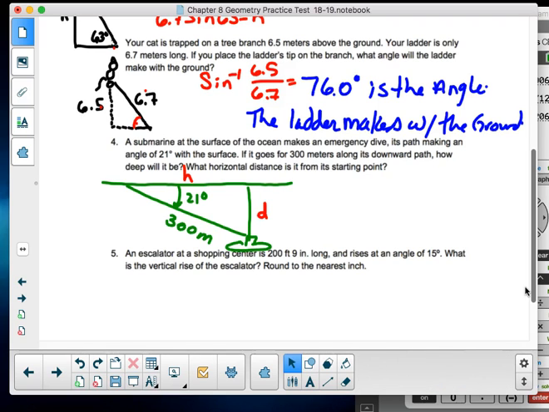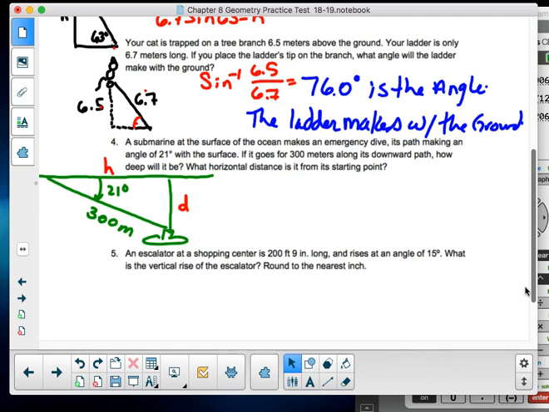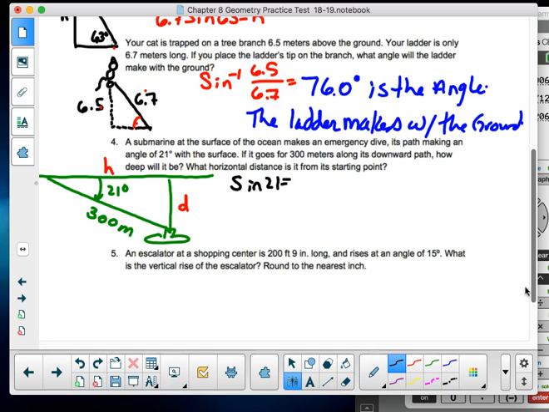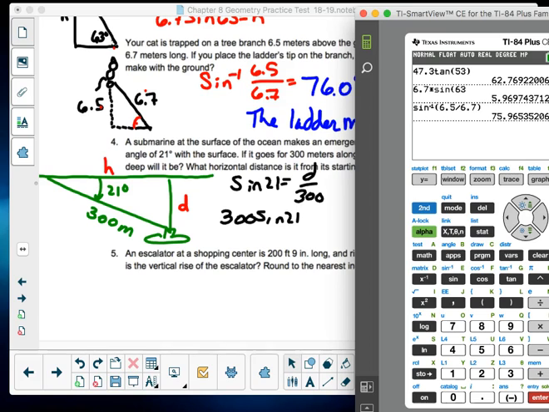So let's work with depth first. I'm going to slide this over and bring my little sub friend with me. Okay. So I'm going to find depth first because that's what we are asked to find. From 21, deep is opposite and 300 is hypotenuse, so it's opposite over hypotenuse, so it's sine. So I've got the sine of 21 degrees is equal to deep over 300. So I've got 300 sine of 21.